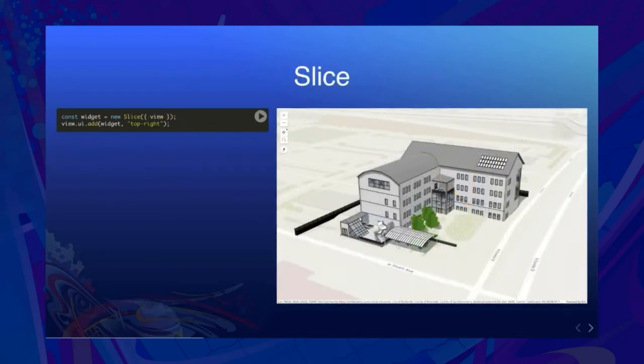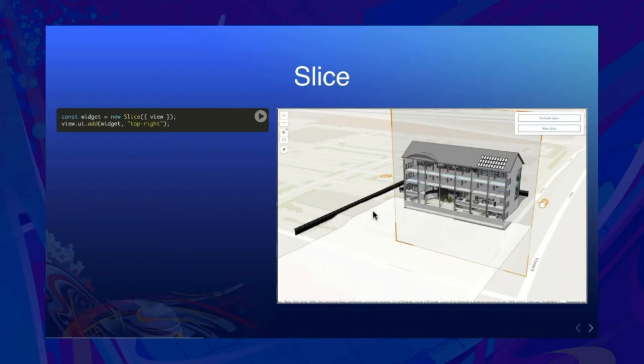Now let's look at something a little bit more interesting, the slice widget. Just like before, we create the widget and we give it a view. We also add it to the view's UI. So let's try it out. The slice widget lets you place a plane in 3D and it will slice the view based on that plane. So let's place a plane here.